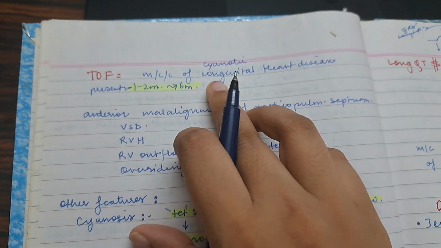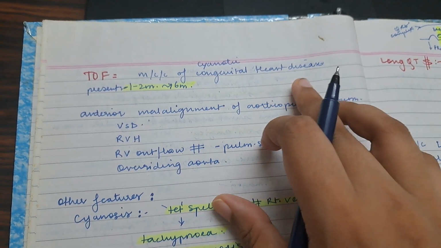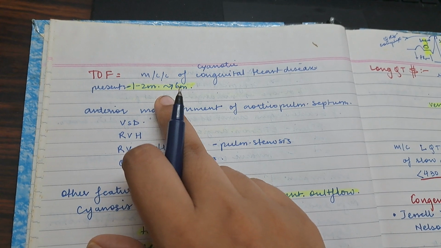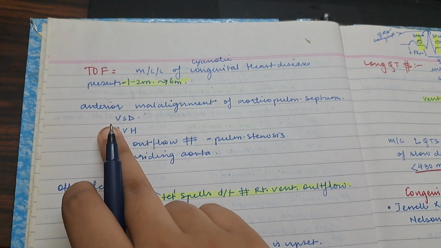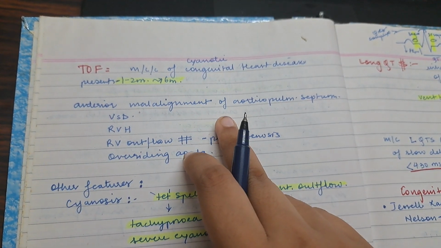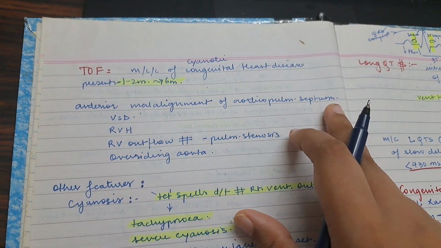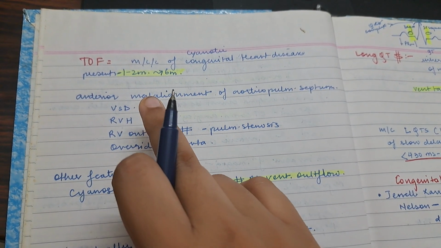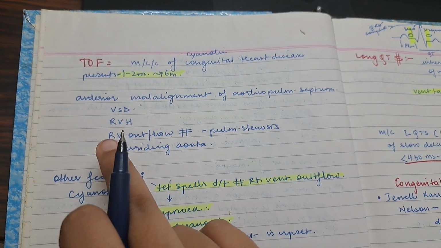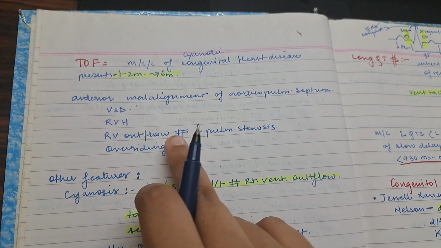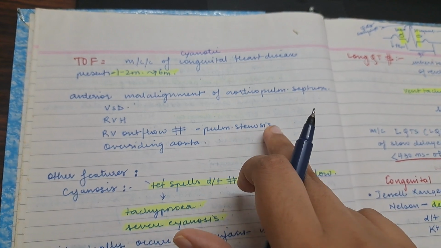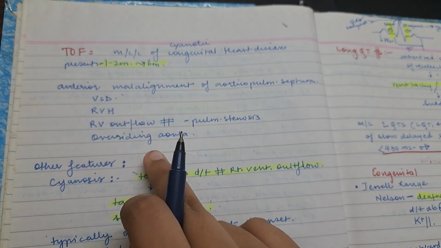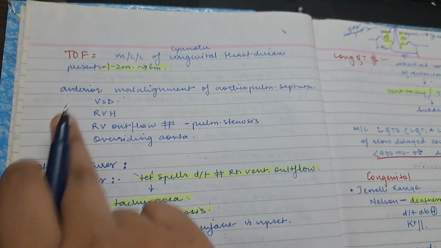Now this is the most common cause of cyanotic congenital heart disease and this presents within 1 or 2 months and up to 6 months. So there is anterior malalignment of the aortopulmonary septum and the patient will have ventricular septal defect, right ventricular hypertrophy, right ventricular outflow obstruction and pulmonary stenosis, and overriding of the aorta. So all these 4 components are part of tetralogy of Fallot.